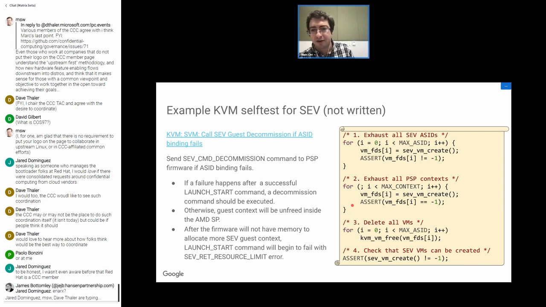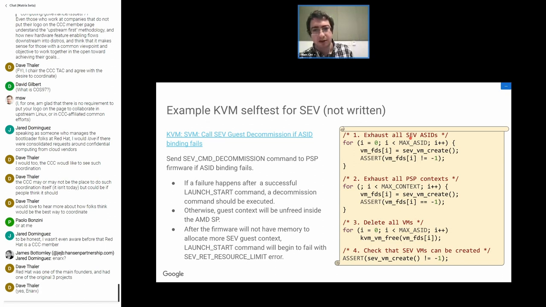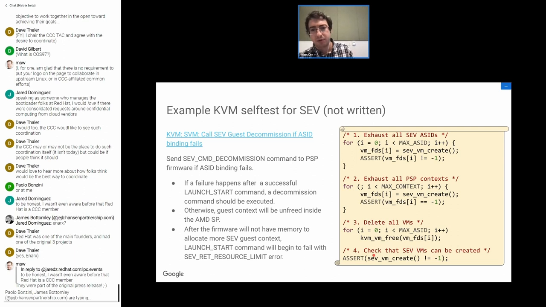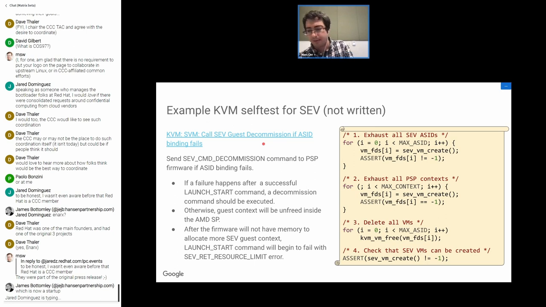Basically, I just have a test that we probably should have written to go along with this bug fix. Reading through the comments: step one, exhaust all the ASIDs. That was to get into the condition of the bug. Step two, exhaust all the internal PSP state. And then step three, you clean up so that you have ASIDs on the machine. Then you would expect to be able to create a VM once you get the machine back in this good state. But without the bug fix that's linked here, we couldn't do that.